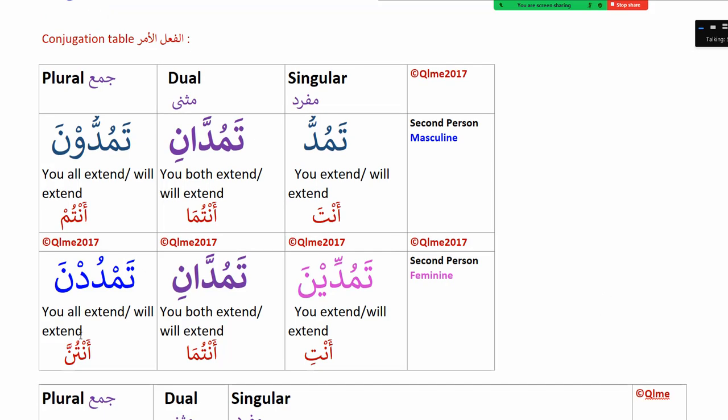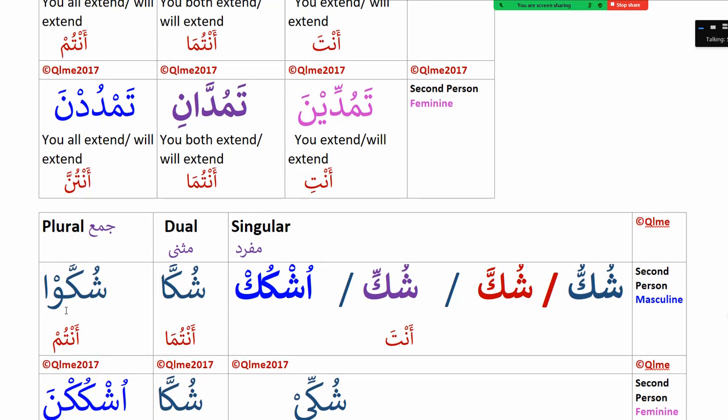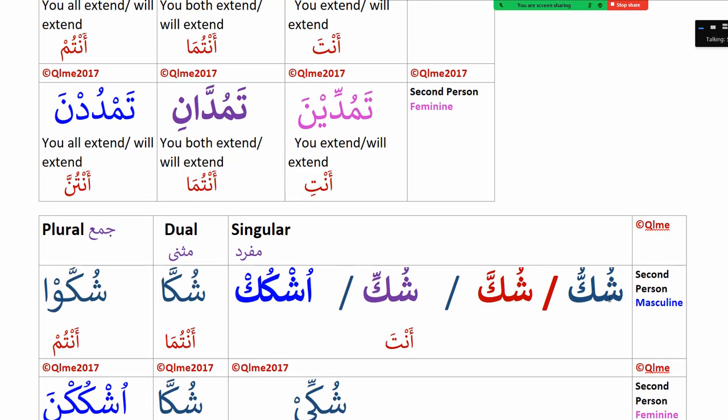So let's take the second person mudari. Tamuddu, tamuddani, tamudduna, tamuddina, tamuddani, tamdudna. So here we have four different amr forms: shukku or shukka or shukki or ushkuk. Most of the time you're going to find only one of them in the Quran. It's rare, you're not always going to find all these types of commands in the Quran. But I'm giving you the possibilities, the different commands you can have for these irregular double-lettered words.